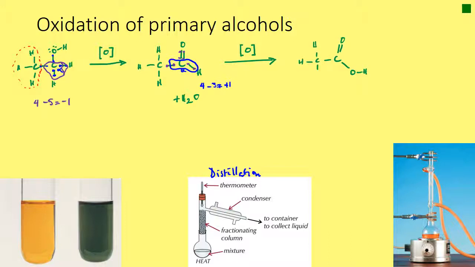So that's what we get when we further oxidize it. Now you can see in this case, with this carboxylic acid, we've got 3 bonds to oxygen. So that's one way of knowing that this is another oxidation reaction.